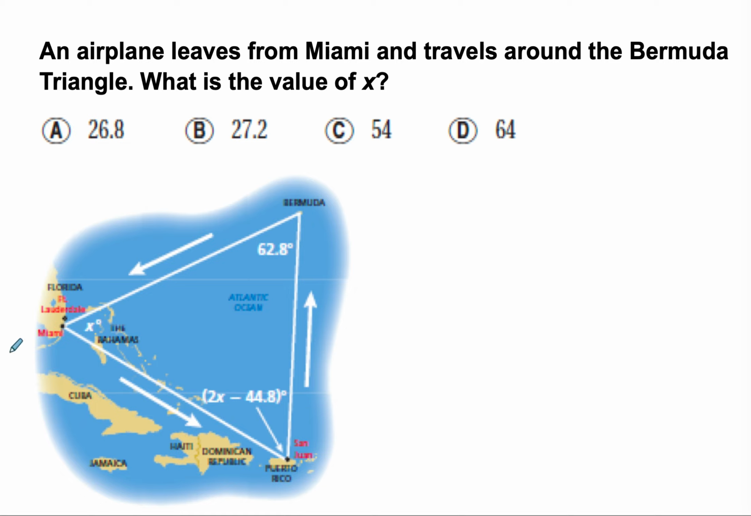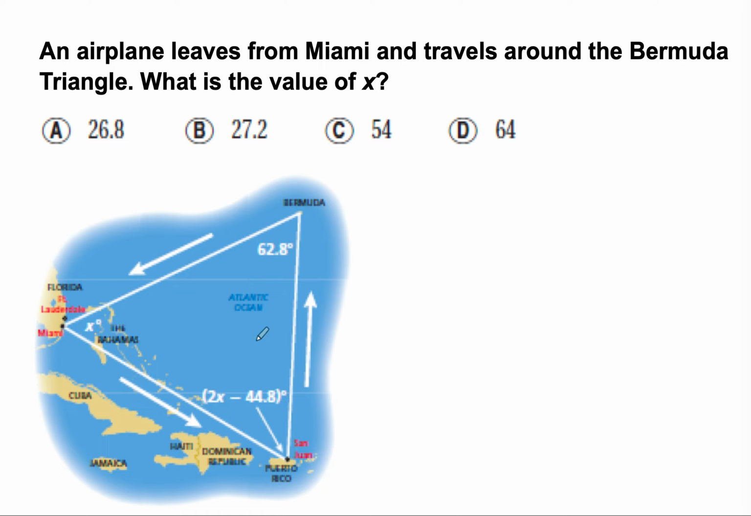All right, let's take a look at our next one here. Airplane leaves from Miami and travels around the Bermuda Triangle. What is the value of X? All right, let's get our equation set up, and then I'm going to have you pause and try it on your own, but we'll get the equation together first.